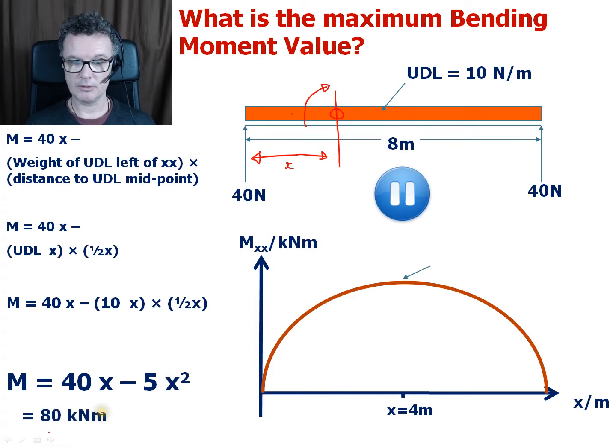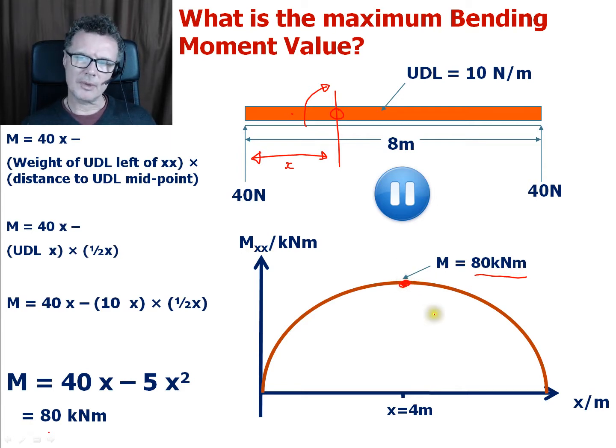And when you substitute in 4, you're going to get 40 times 4, so 160, take away 5 times 16. Well, that's not so easy. 5 times 16, it's 8 times, sorry, it's 10 times 8. So that's 160, take away 80. So we get the answer 80. So the maximum will be 80 kilonewton meters in the middle.